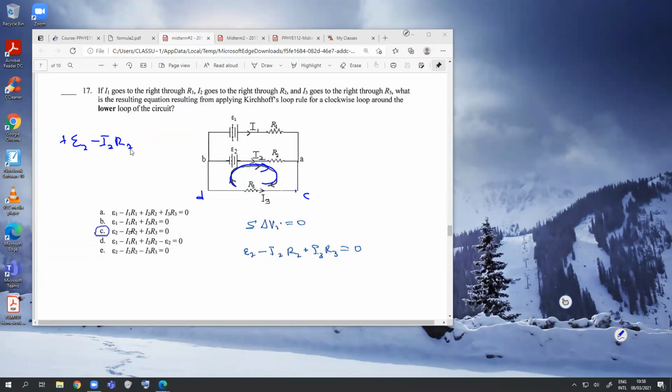Now the lower loop, right? I2 R2. Then here you are going against it, so it will be plus I3 R3 equal to 0. That is C. Okay, right.